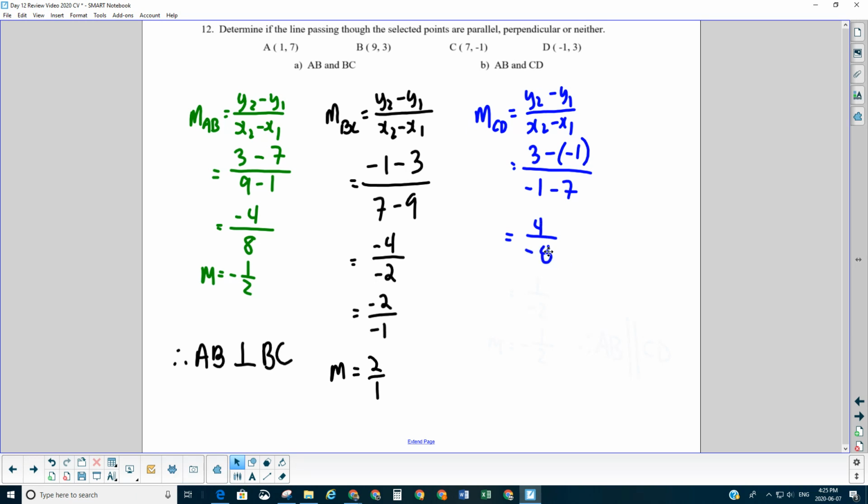So 4 over negative 8 looks an awful lot like this, 4 over 8. That reduces to 1 over 2. And that negative can either stay on the bottom, or it can go out front, or it can even go on the top. It doesn't matter. Okay, so it's negative 1/2. So the slope of CD is negative 1/2. The slope of AB, remember we're comparing it to AB, is also negative 1/2, which means since they're the same, AB is parallel to CD.